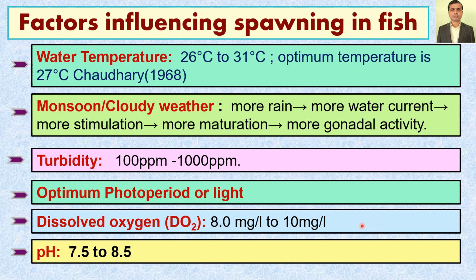carp fish. That is the reason why these carp fish prefer the running environment, because in a running environment in nature, due to the water currents and other factors, there is a high dissolved oxygen level as compared to the pond water. Next is pH. pH in the range of 7.5 to 8.5 is ideal for breeding in Indian major carps.